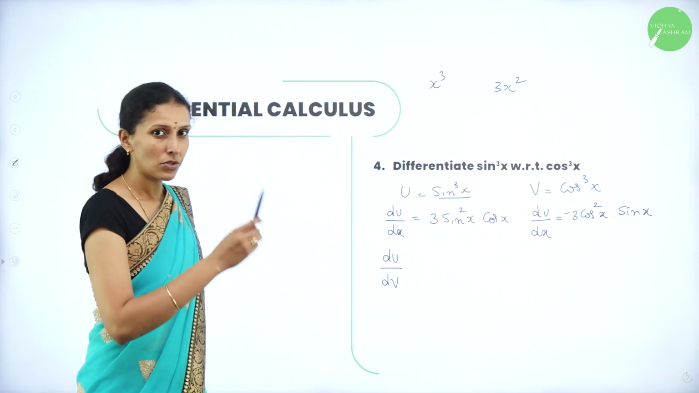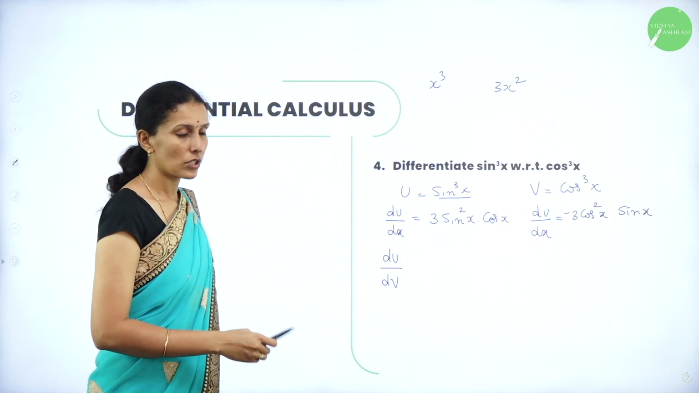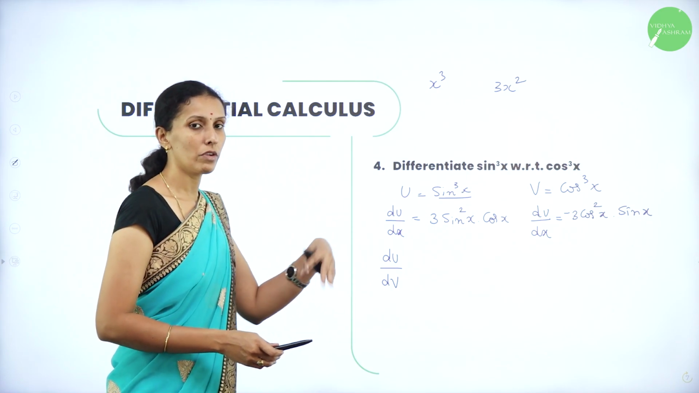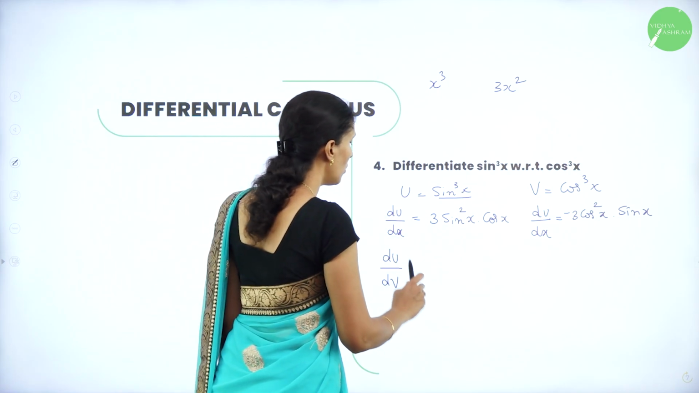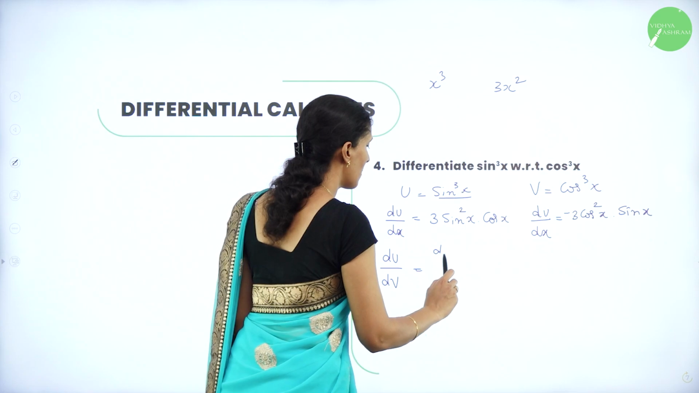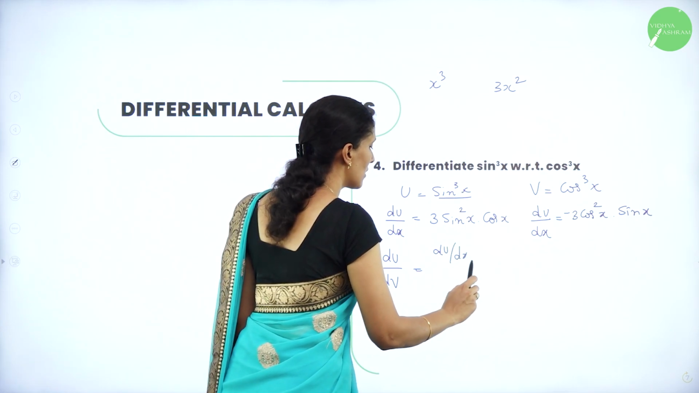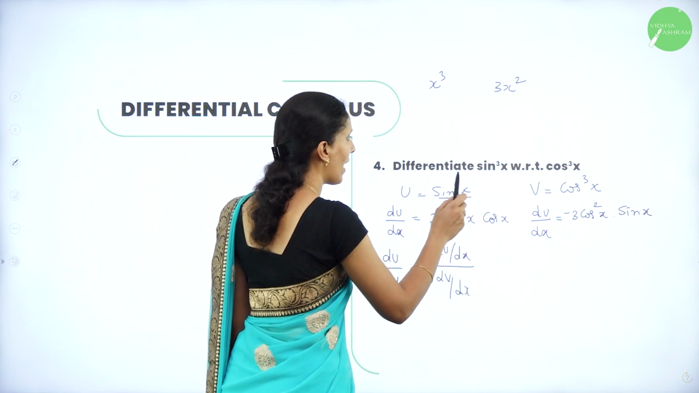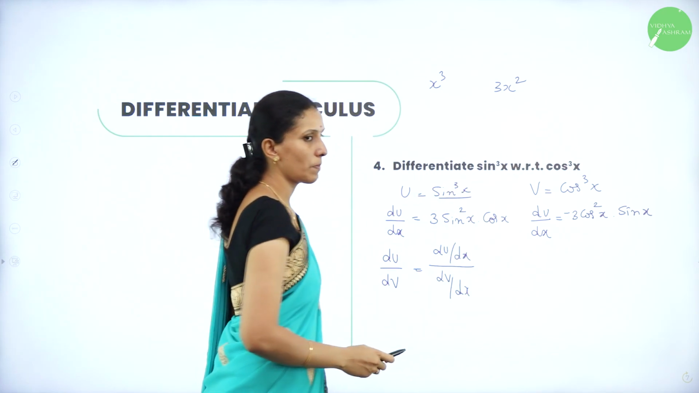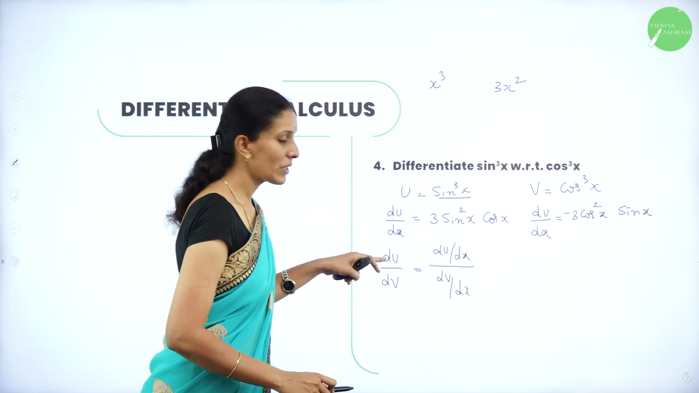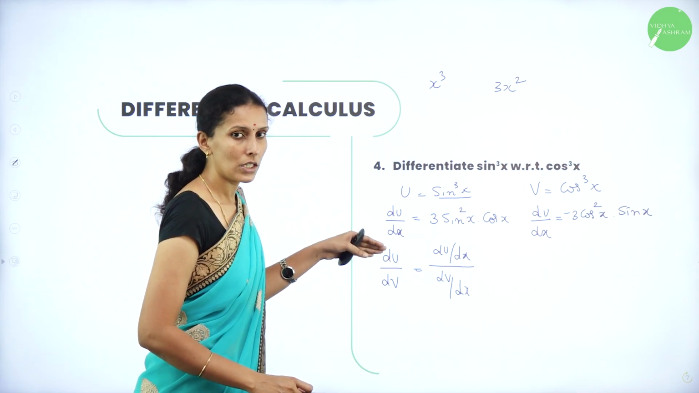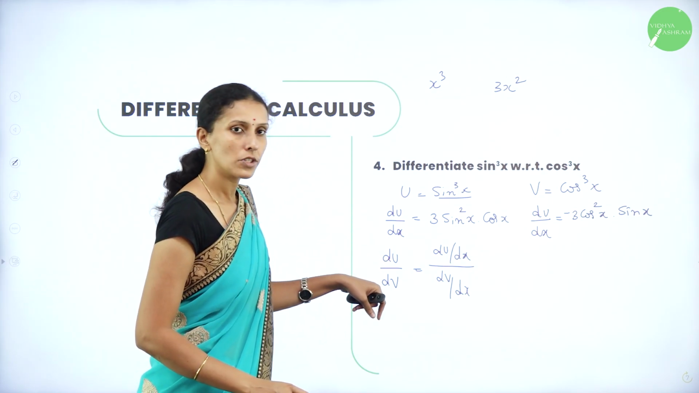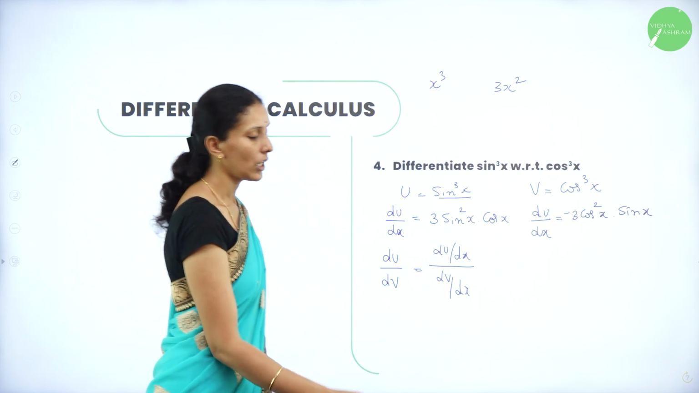So we have expressed y and x in terms of other functions. So here I am taking u and v with respect to x now. So du by dv can be written as du by dx divided by dv by dx, because they have asked to differentiate sine cube with respect to cos cube. So sine cube is nothing but u, first come in the numerator. With respect to cos cube means v should come in the denominator.